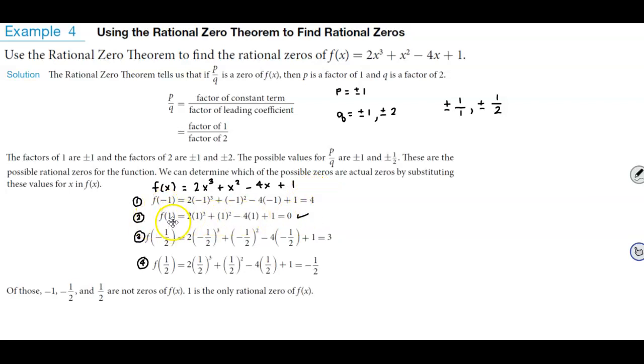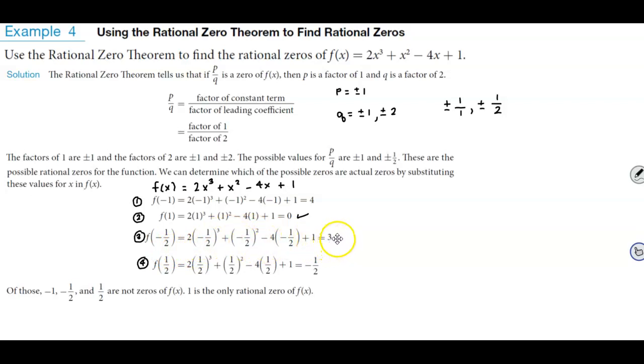The second one, we're going to look at positive 1. So f of 1 is going to equal 2 times 1 to the third power plus 1 squared minus 4 times 1 plus 1, which is equal to 0. I put a check mark there because it equals 0. That means that it has a remainder of 0, so we can say that 1 is a factor or a rational zero.